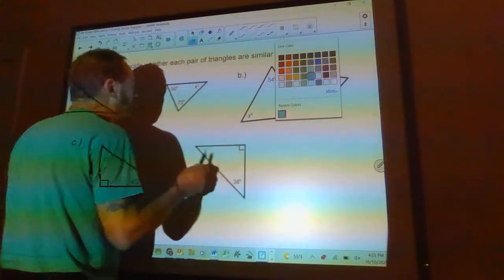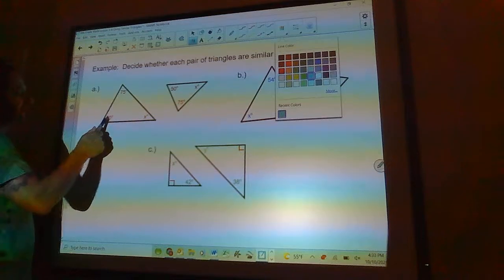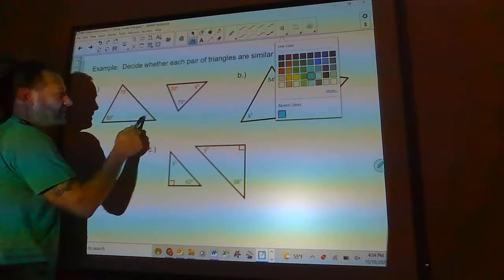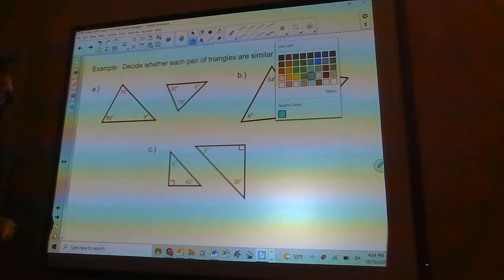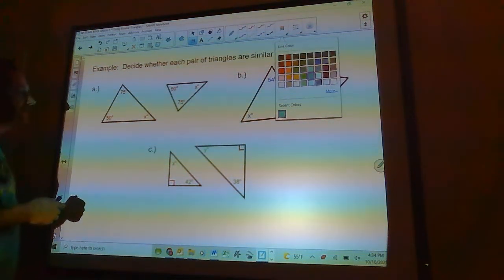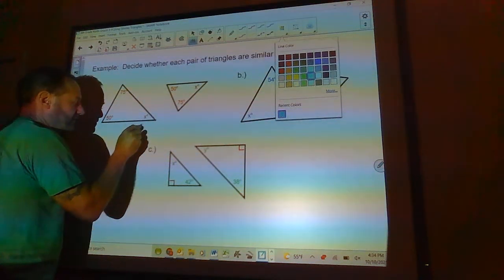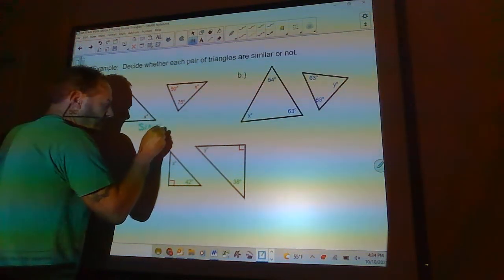Okay, so let's check this first one here. I've got two 50-degree angles, I've got two 75-degree angles. That means that the third ones have to be the same, so X and X have to be the same. All three angles of this triangle are equal to all three angles of this triangle, so these two triangles are similar.